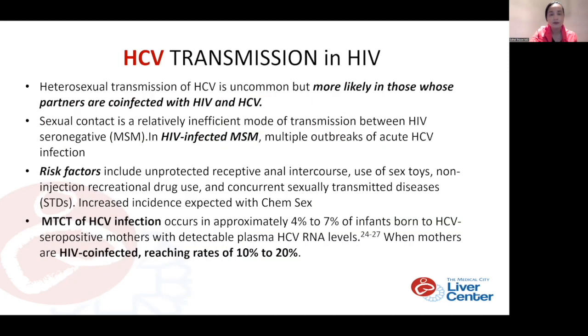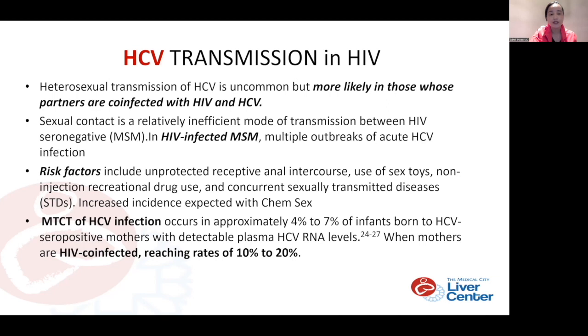So the special cases in HCV transmission in HIV are this. Heterosexual transmission of HCV is uncommon. However, this is more likely in partners who are co-infected with HIV and HCV. Sexual contact is relatively an inefficient mode of transmission. However, in HIV-infected men who have sex with men, multiple outbreaks of acute HCV have been documented. Risk factors that increase infection include unprotected insertive intercourse, injection recreational drug use, and concurrent STDs in patients. Also, there's been a noted increased incidence in chemsex.